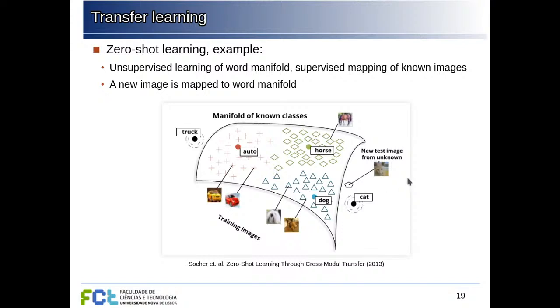So the network can classify this new image as a cat, even though there was never, during training, any image with that classification. So that we are now outside the classes that there were in the original training set. And the same thing for the truck and things like that. So this would be an example of zero-shot learning, where we are using what was learned of the distribution of the data and supervised learning on the mapping between different manifolds, the images and the words, in order to be able to classify a new image as an entirely new class that was never found before.